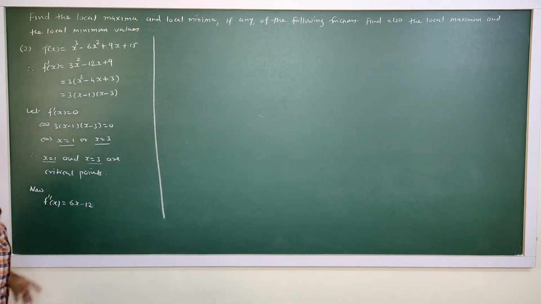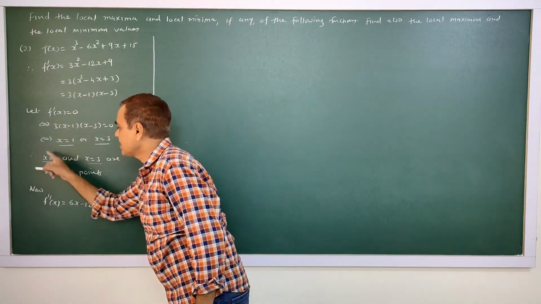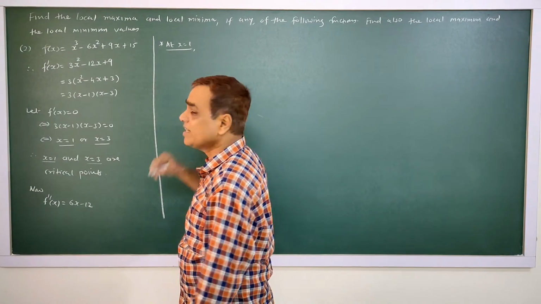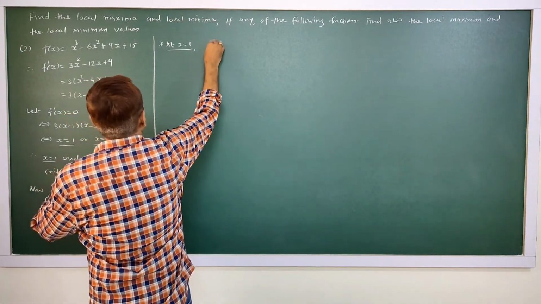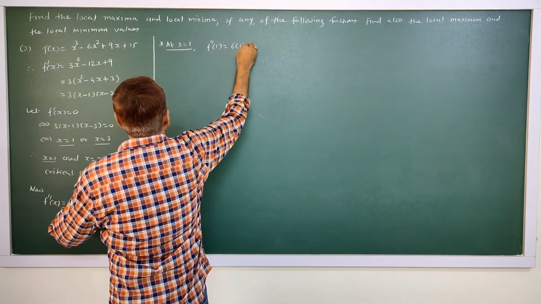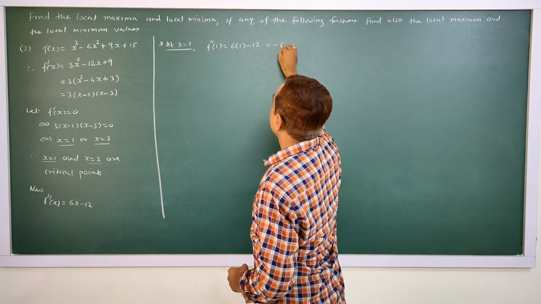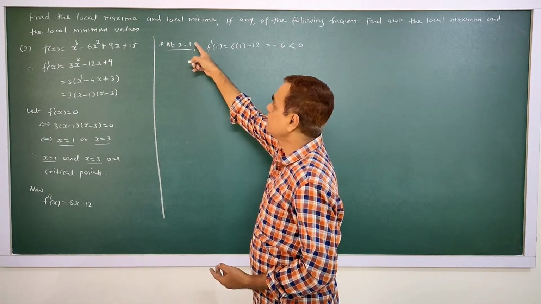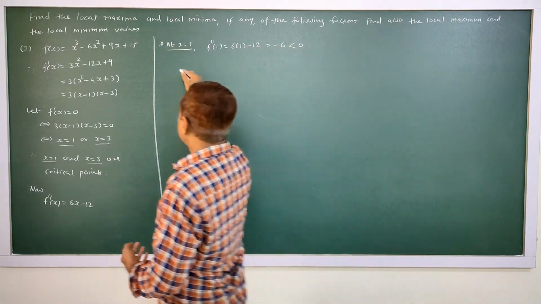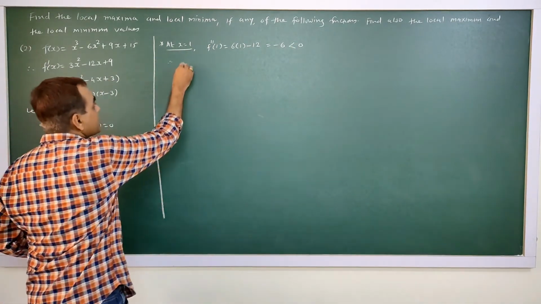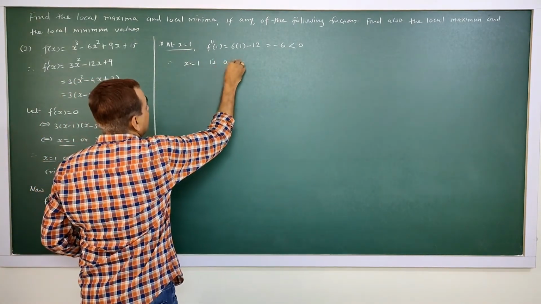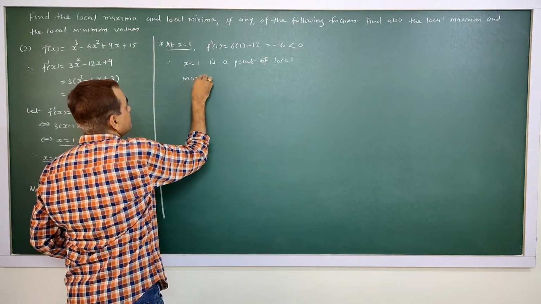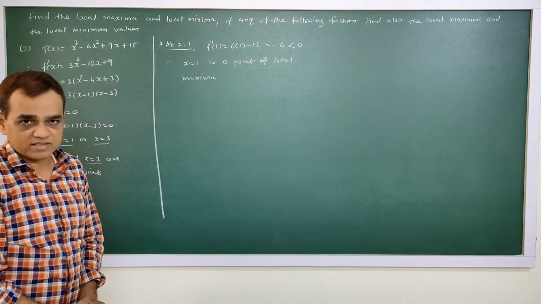Now first of all, discussion at x equal to 1. Put 1 in f double dash. f double dash of 1 equal to 6 into 1 minus 12, so this is minus 6. So f double dash of 1 is less than 0. At x equal to 1, f double dash is negative. Therefore, x equal to 1 is a point of local maxima.